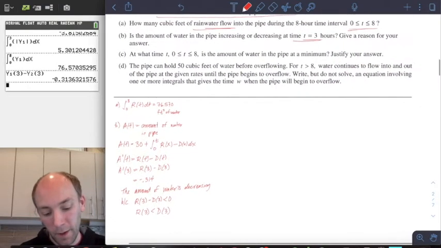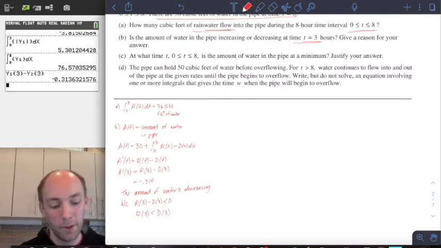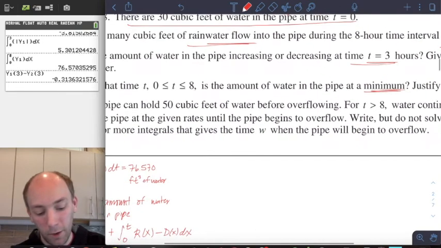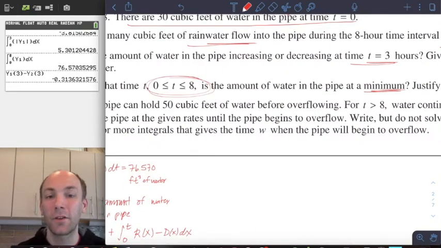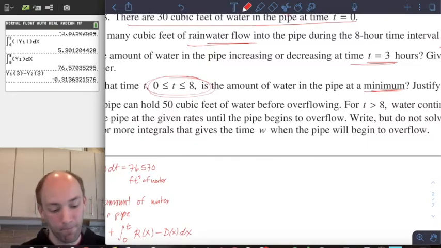Okay, part C. At what time t between 0 and 8 is the amount of water in the pipe at a minimum? Justify your answer. So I'm trying to find a minimum on a closed interval. What test do we need to find a minimum on a closed interval? Candidate test, right? We've seen this so many times through these free response questions. I can almost guarantee you will see a candidate test on your exam.